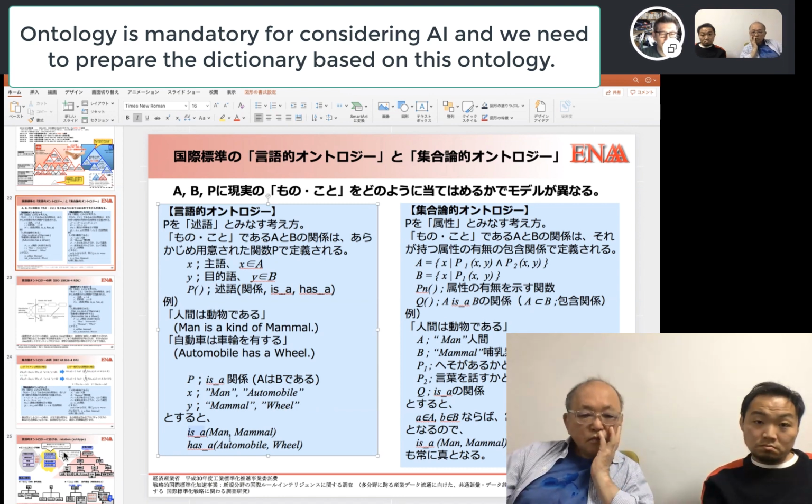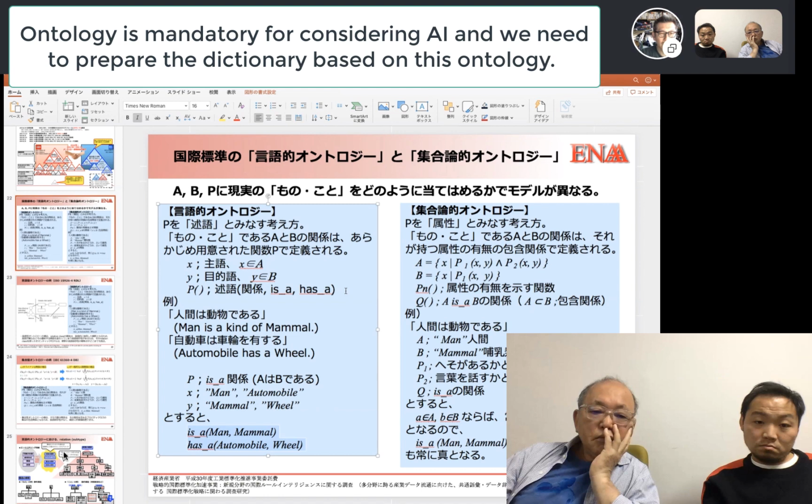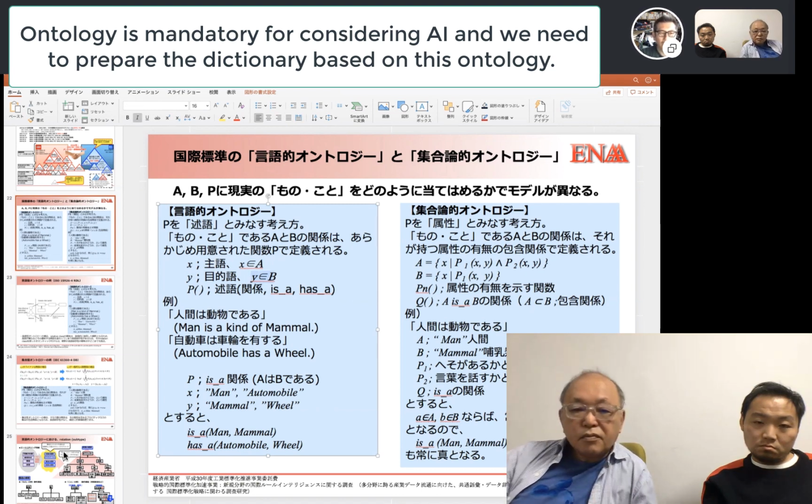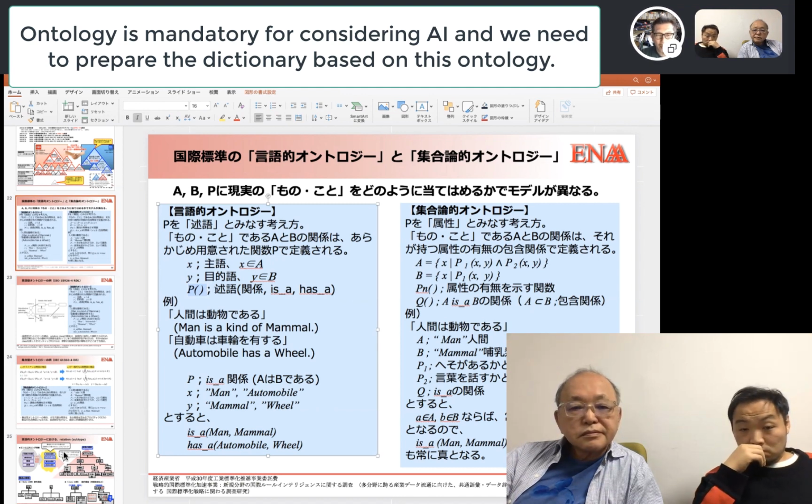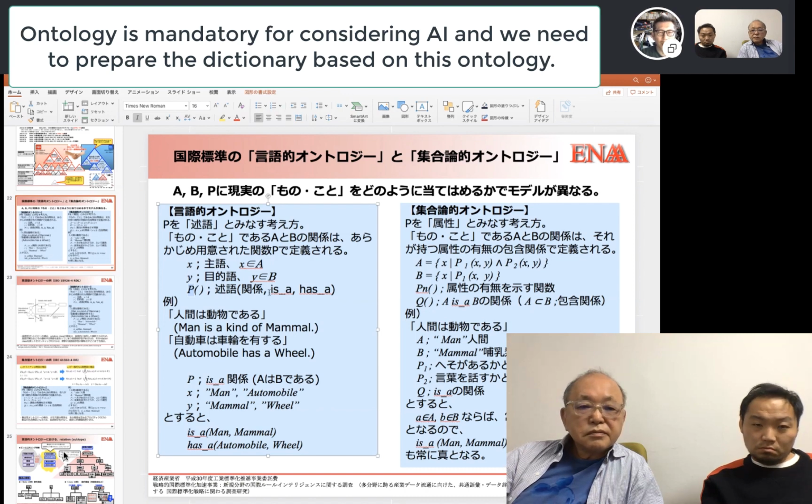So the general idea behind this explanation is this. We have an x. x belongs to the set A, and y belongs to the set B, and the function P explains the relationship between the first parameter and the second parameter. And for P itself, humankind can give the specific meaning.